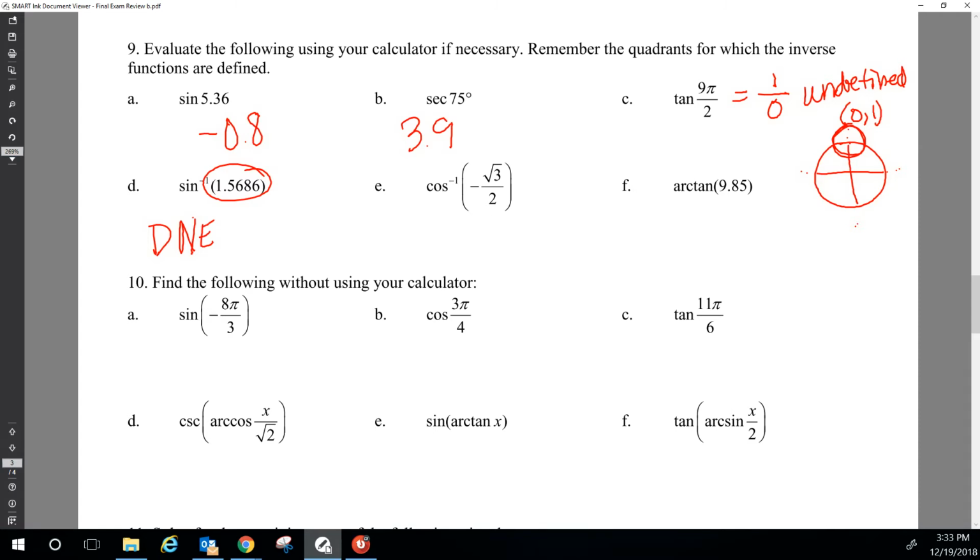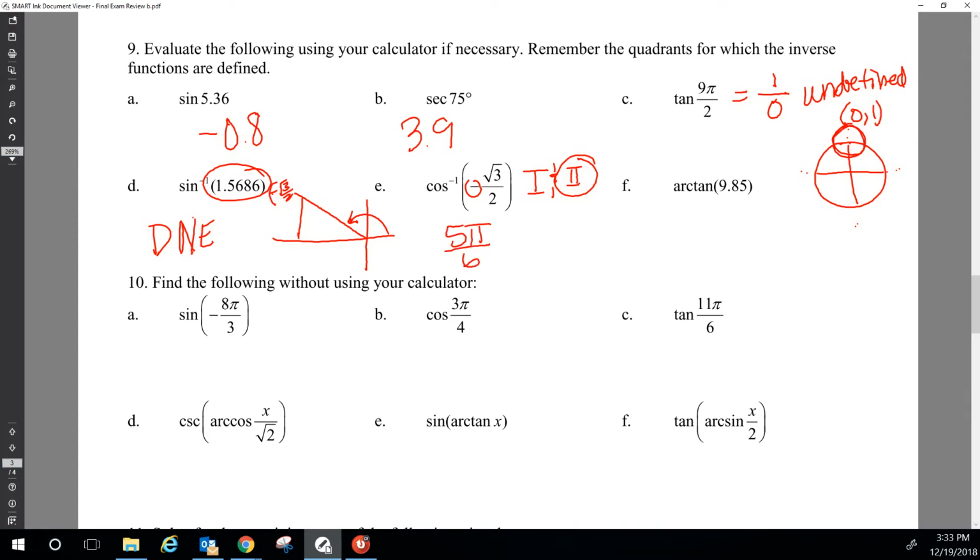Cosine inverse of negative square root of 3 over 2. So I know this is going to be a cosine of either pi over 3, pi over 6, or its counterpart in quadrant 2. So cosine inverse we know is only defined in quadrants 1 and 2. This guy's negative, so we're looking for it in quadrant 2. So where in quadrant 2 is my x value negative square root of 3 over 2? And that would correspond with 5 pi over 6.